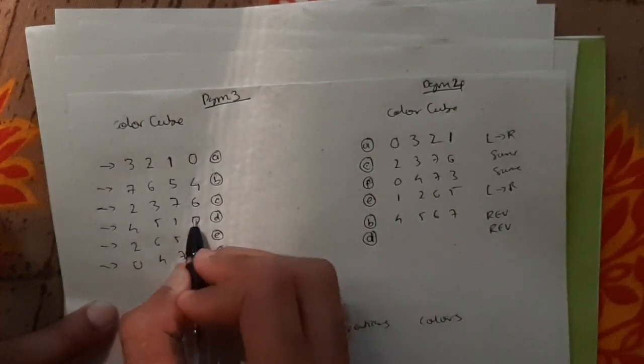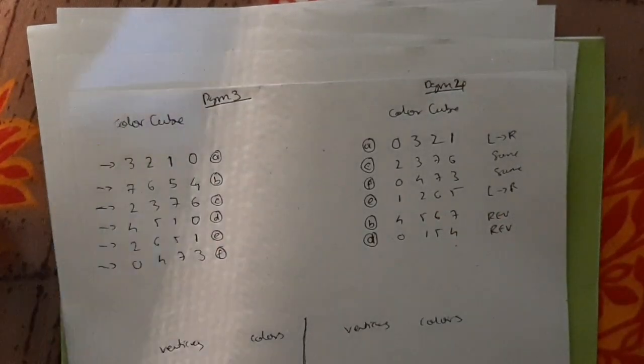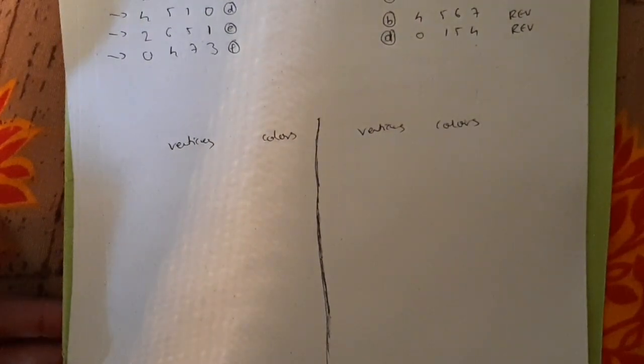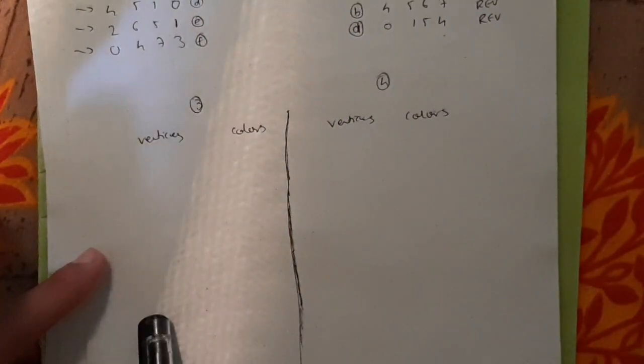So D will be reverse 0 1 5 4 and that's your code. Okay, that's how you write the color cube code for program 3 and program 4. Coming to the vertices values, we have 1, minus 1s and zeros. So we have to write for both the vertices for program 3 and 4. This for program 3, this for program 4. To fill the vertices values, 8 values you have to fill for both colors and vertices.